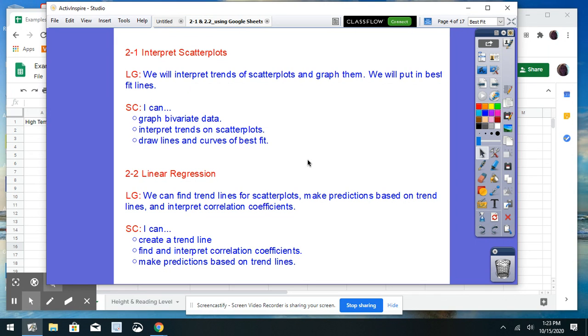We're going to be interpreting scatter plots and linear regression, so that is a line of best fit. And the things that we're going to be able to do by the time we're done today is to graph bivariate data, interpret trends on scatter plots, draw the lines of best fit, create a trend line, which is the same thing as the line of best fit, and find and interpret correlation coefficients, and then make a few predictions.